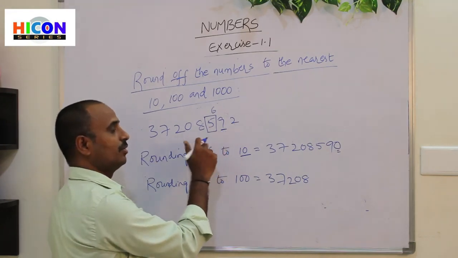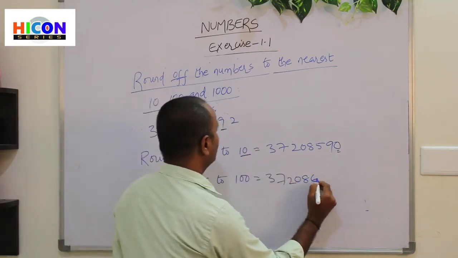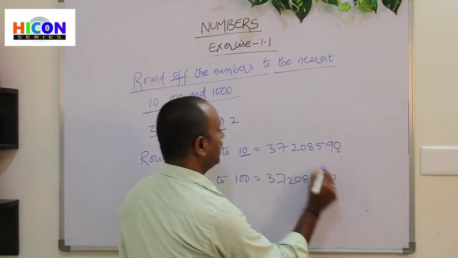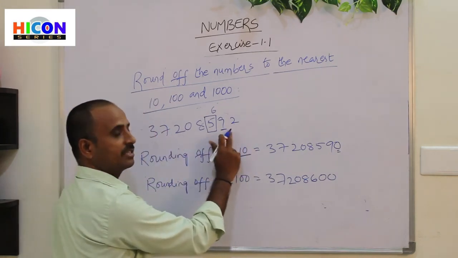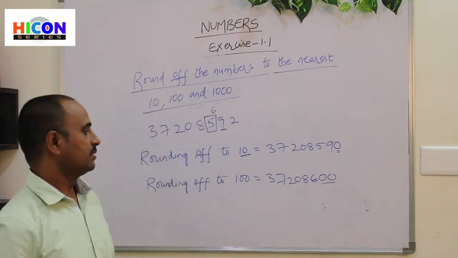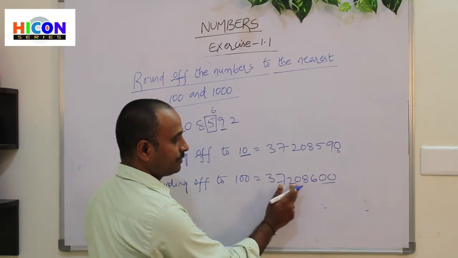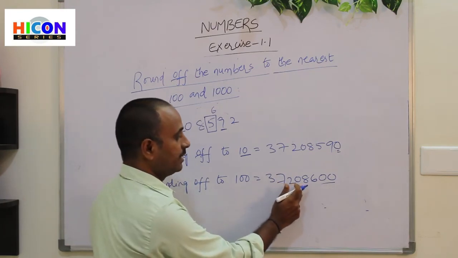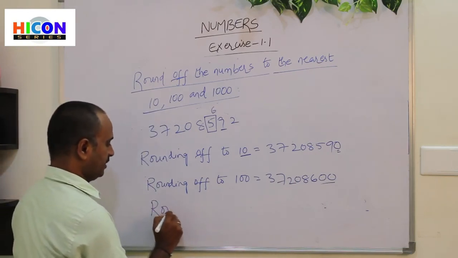So rounded off to the next hundreds. Write the next hundreds here. So the next 100 is 6, and put zeros for the remaining 2 digits after the hundreds place. So there are 2 digits after the hundreds place. So put 2 zeros after the hundreds place. So this is the number which is rounded off to hundreds. 3 crores 72 lakhs 8,600. Next, rounding off to 1000.